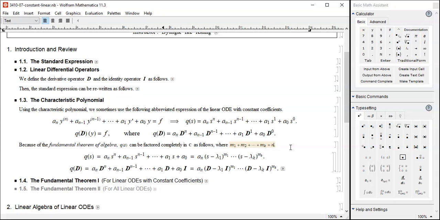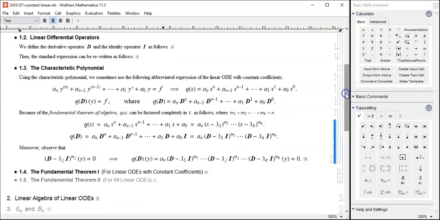Now, if I apply that to Q of D, then you get the latter expression here. And that can be quite useful down the road. Let me give you a brief preview here, okay? I'm going to do something without proving anything. I'm going to prove those later in sections 3 and 4. So if (D minus lambda_j) to the m_j power of y is equal to 0, then Q of D of y is equal to 0.